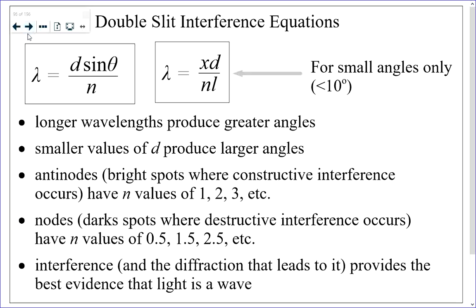This is by far the best evidence that shows that light is a wave, the fact that it can diffract and interfere. By the way, one other thing that's not in this package: sometimes you're given the specifications of a diffraction grating, and they might be given to you in lines per meter. In order for you to find d, you take the reciprocal of that to get meters per line.